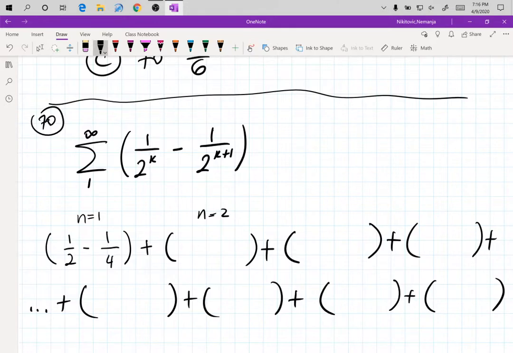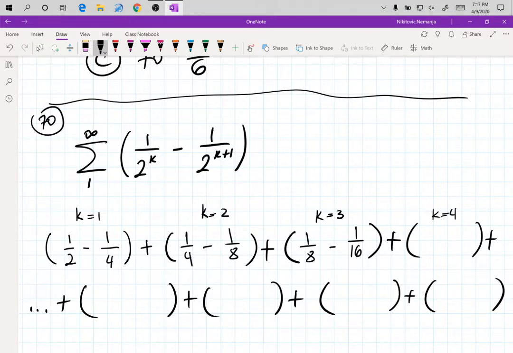So when n is equal, oh, great, they're using k's. I forgot that this book uses k's. Okay, fine, whatever. So k is equal to 2, so that's going to be 1/4 minus 1 over 2 to the 3, which is 1/8. Then k is equal to 3. That's going to be 1/8 minus 1/16. And k equals 4 is going to be 1/16 minus 1/32.